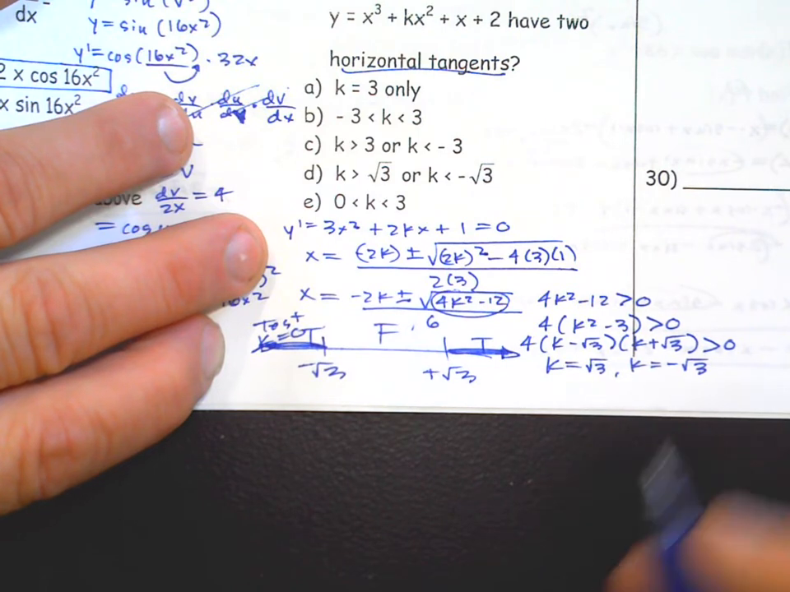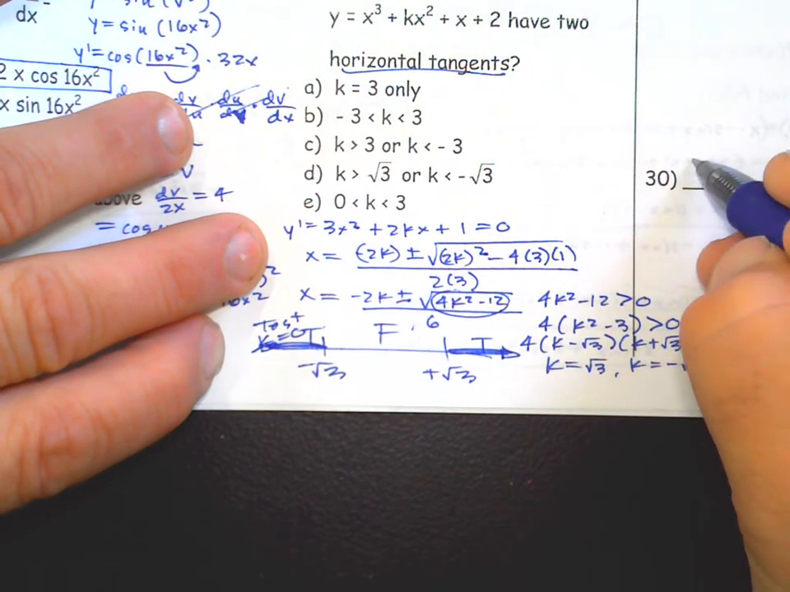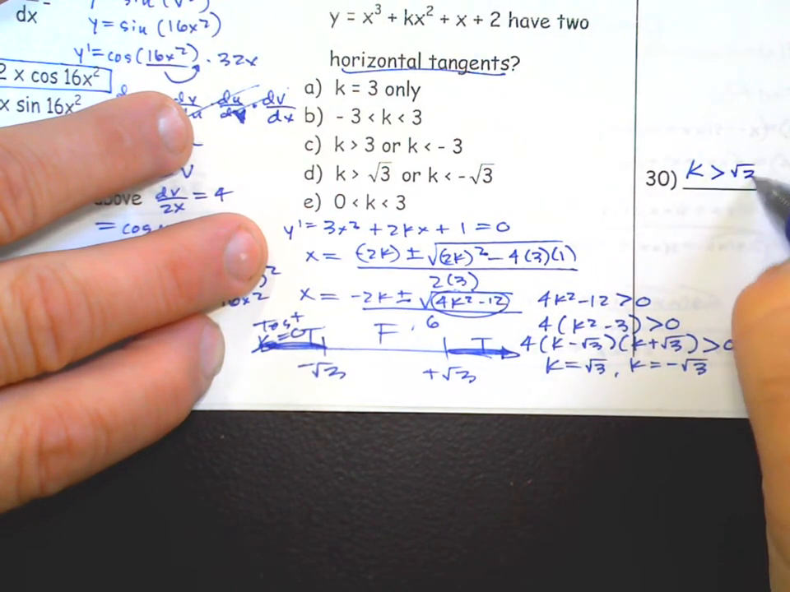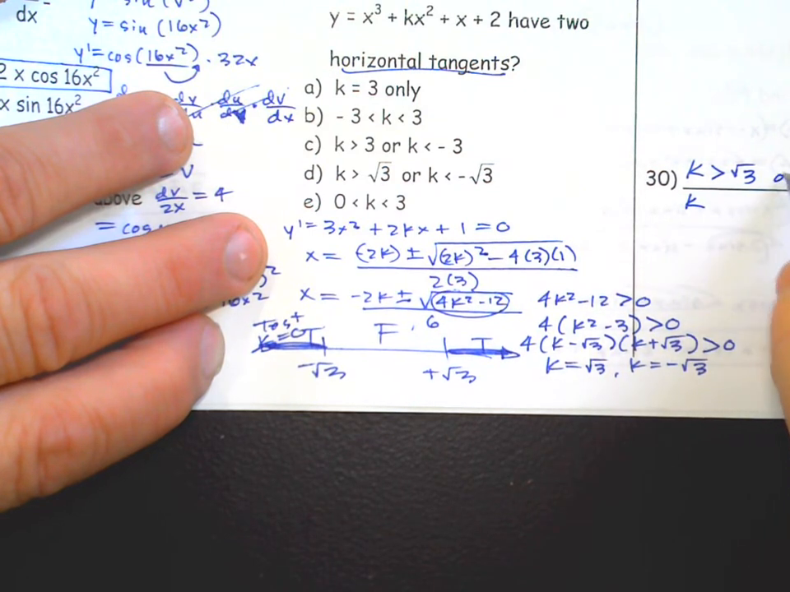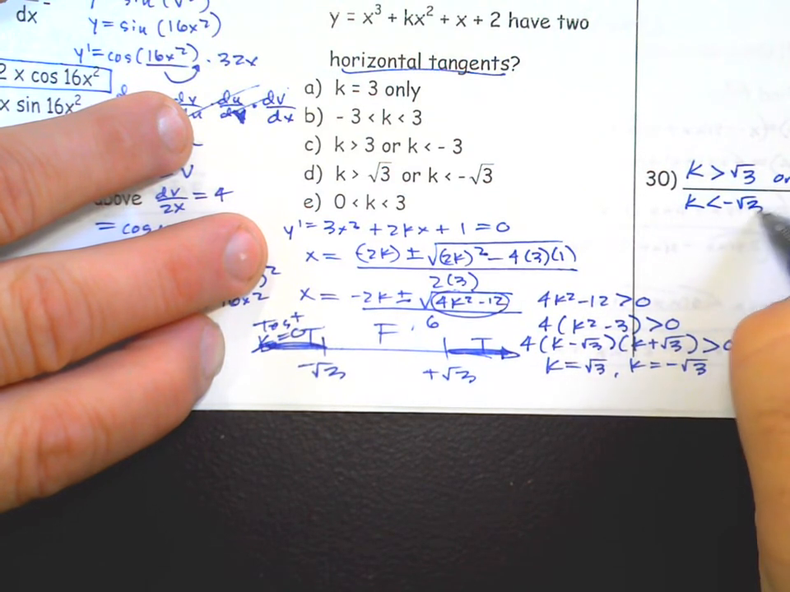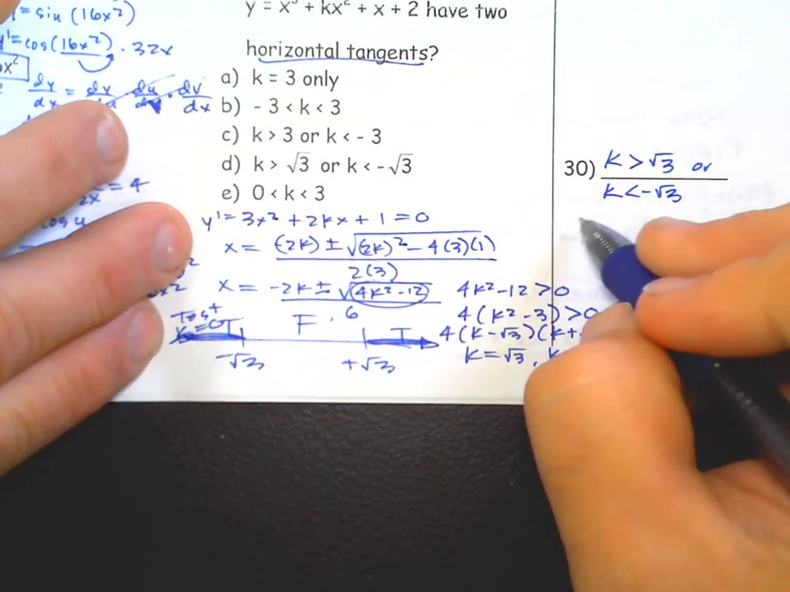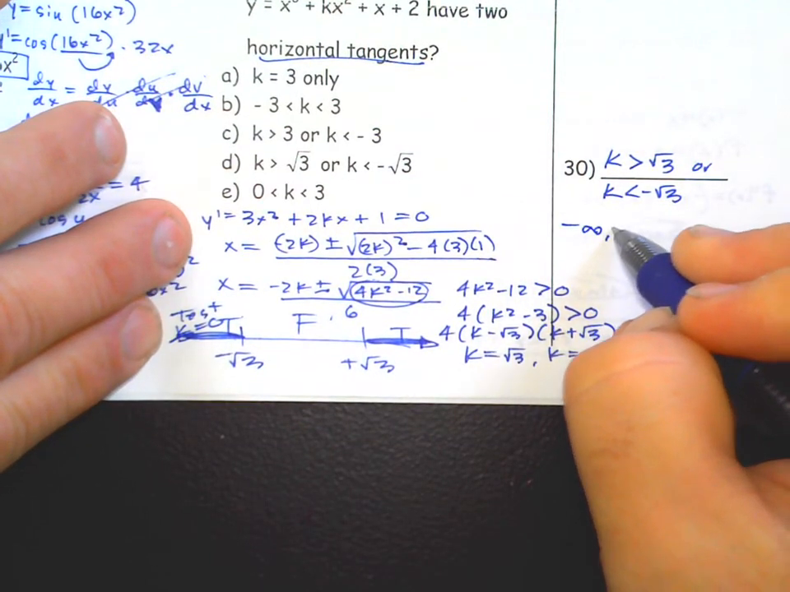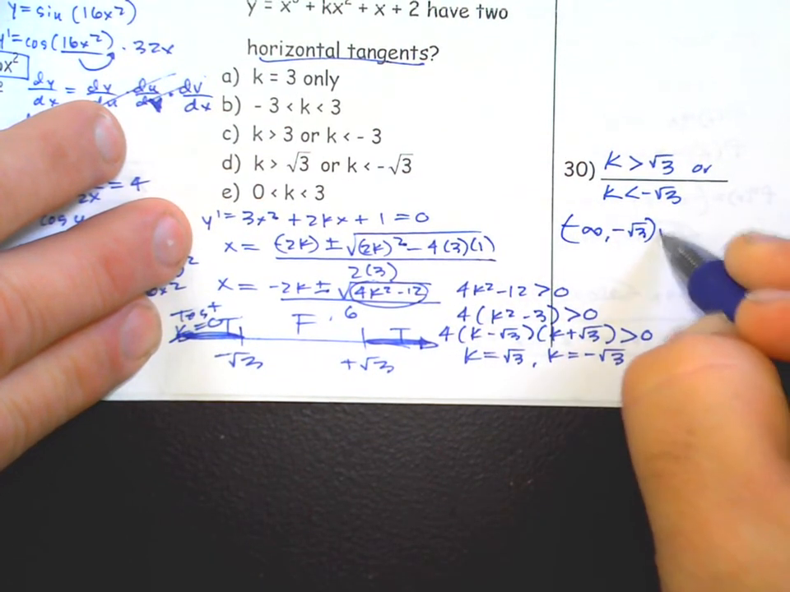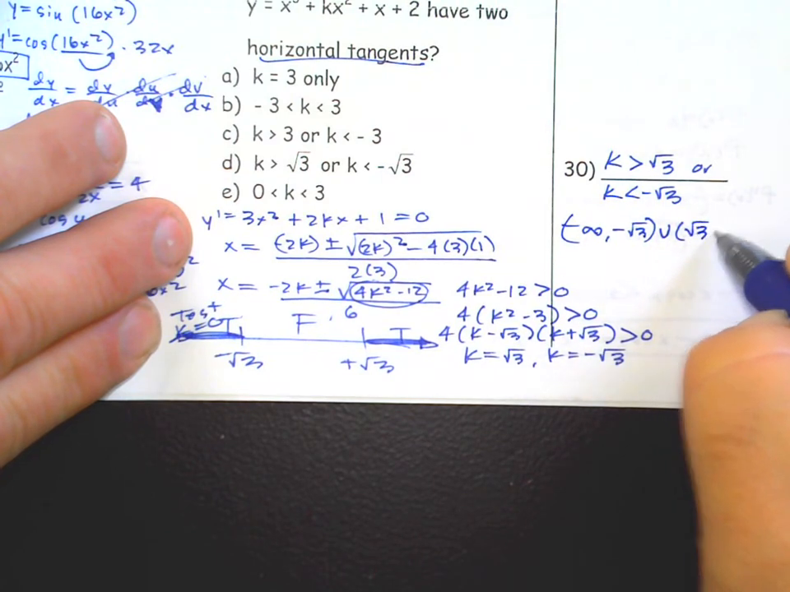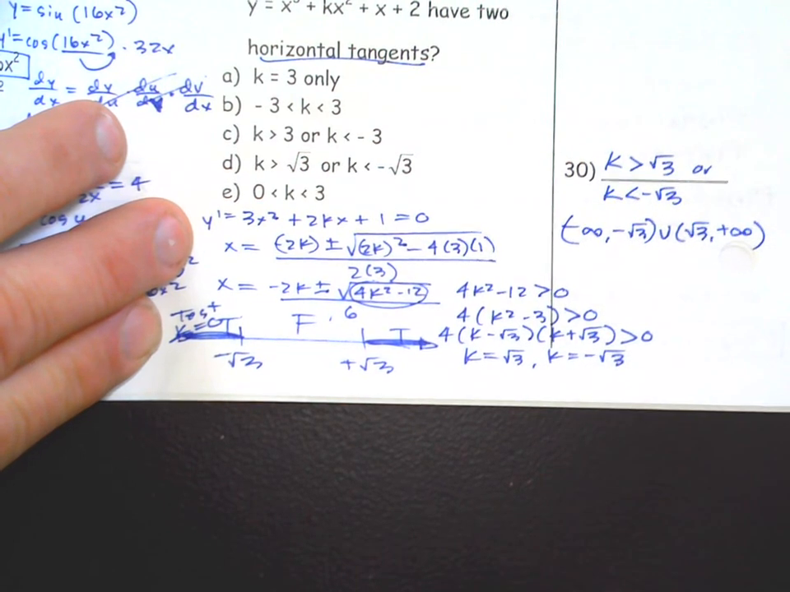So the values of k, it's actually interval notation. You say k is greater than root 3, or k is less than negative root 3. So that's one way you could write the answers. Or you could say negative infinity to negative root 3 union positive root 3 to positive infinity. And that's another way of writing it. You're getting intervals as answers.